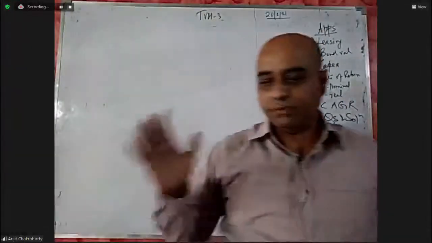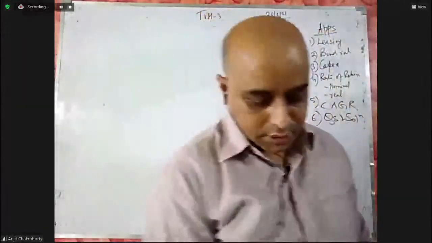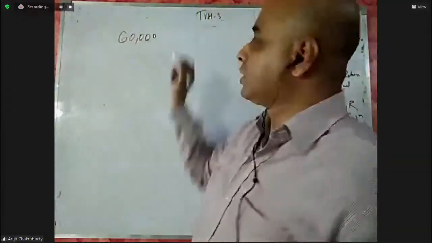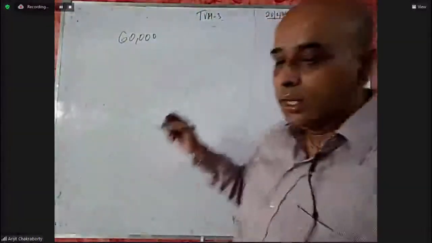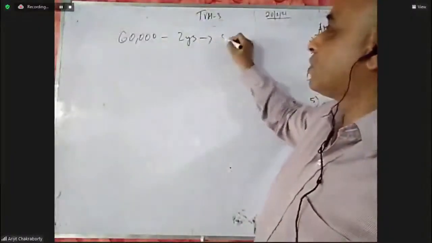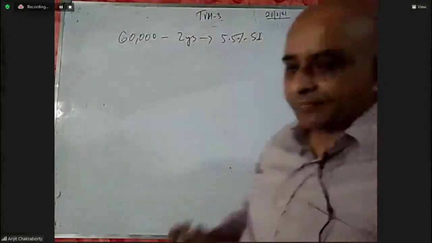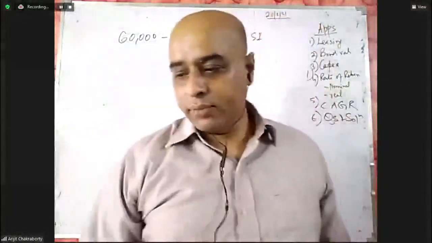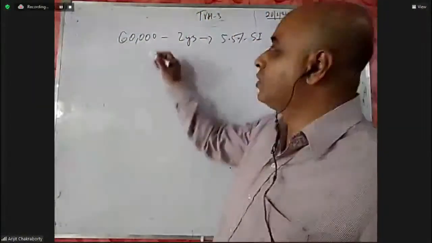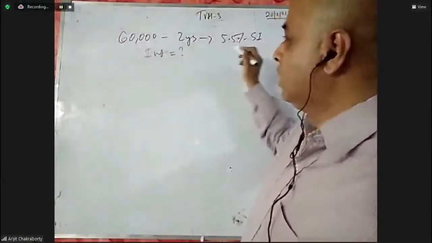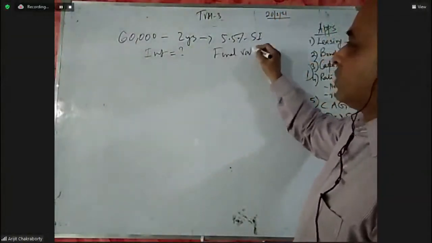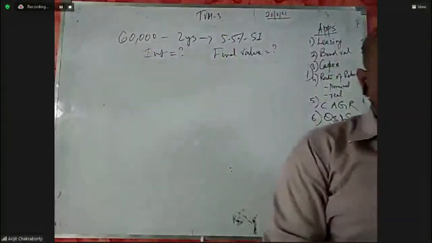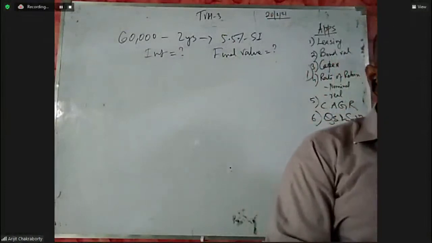Now the question is like this: Vidya deposits 60,000 rupees in a bank for 2 years at the rate of 5.5% simple interest per annum. How much interest will she earn, and what will be the final value of the investment? So what will be the interest part? We don't know. And what is the final value of the investment? We don't know. So let us try and do this question and see.